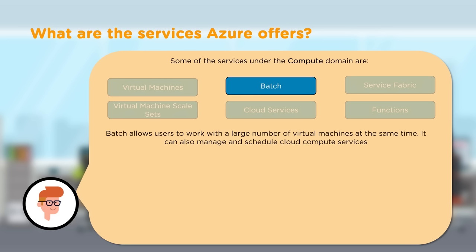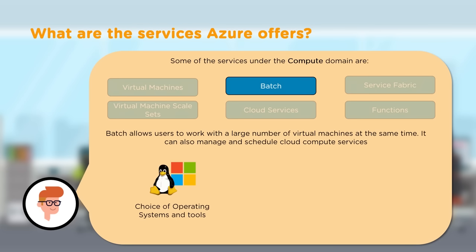And this batch service is a platform as a service. There is no additional charge for using this batch service. The only charges that we'll be paying are for the virtual machines that the service uses, and the storage that we will be using, of course, and the networking services that we will be using for this batch service.